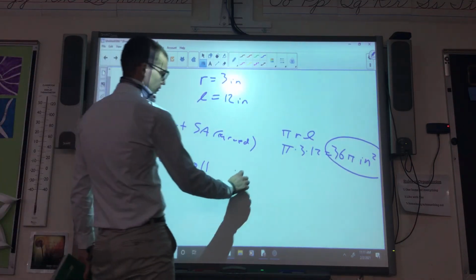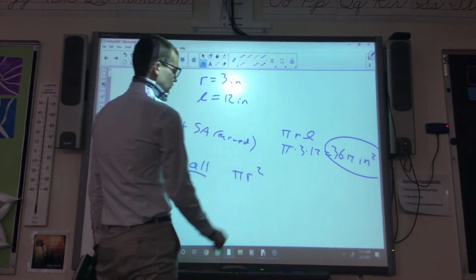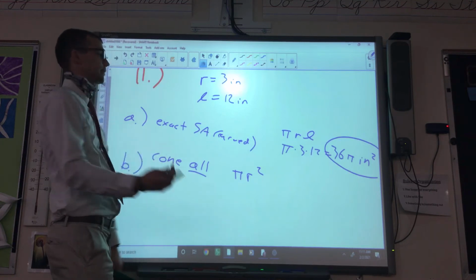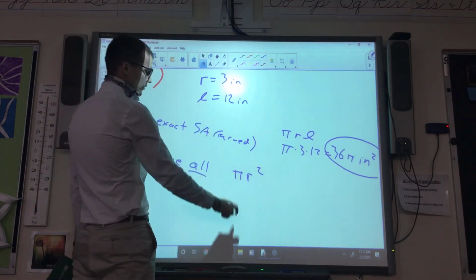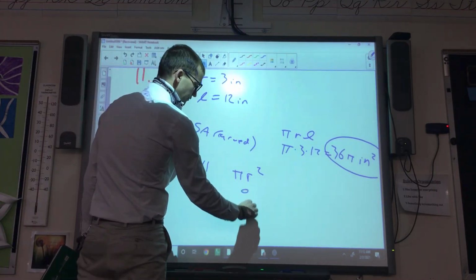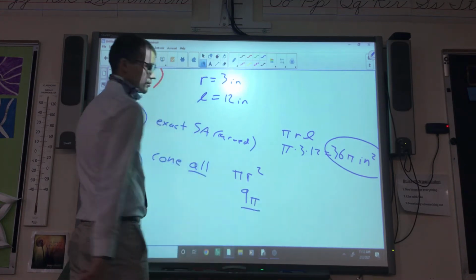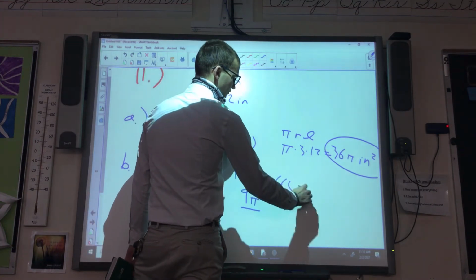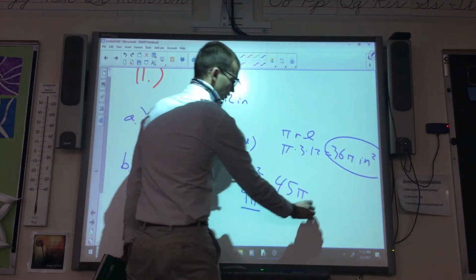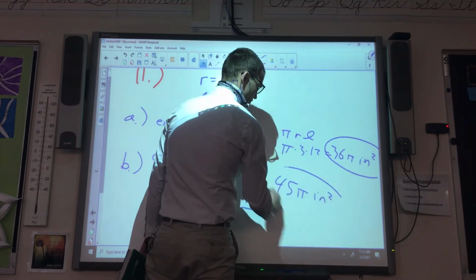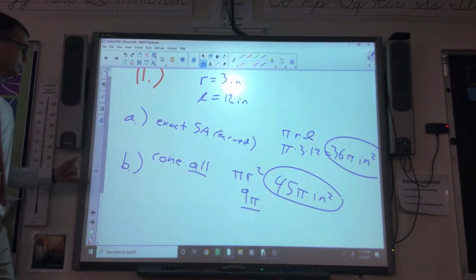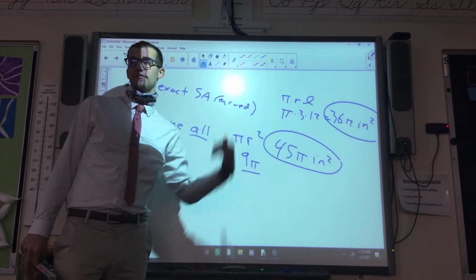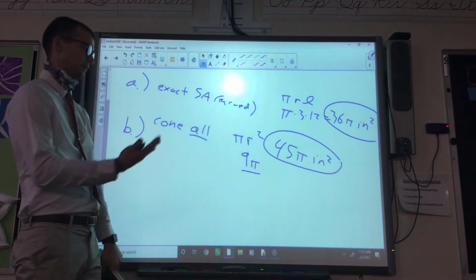Yeah, pi radius squared. We're leaving pi as pi for right now because we always figure out exact first. And the radius is 3, so 3 squared is 9, so we have 9 pi here. 9 pi plus 36 pi is 45 pi inches squared. So that would be one of our answers for B, but the instructions say find the exact and find the approximate, which now means we multiply it times 3.14.